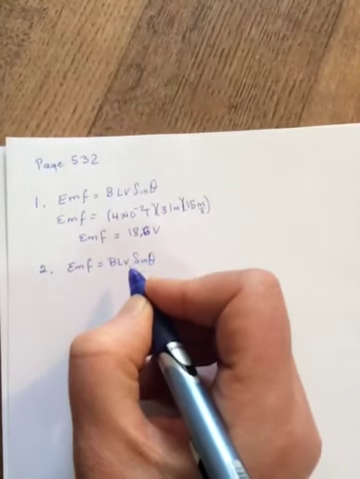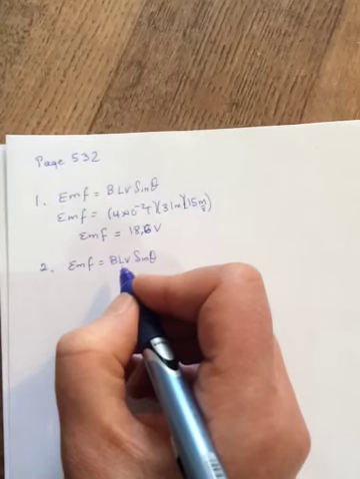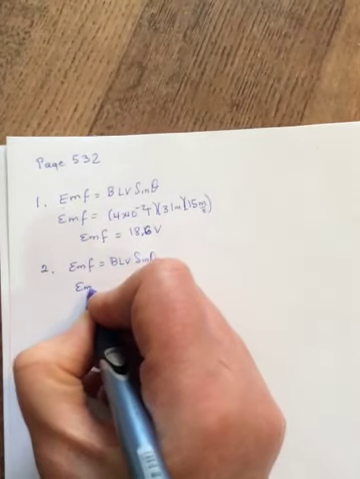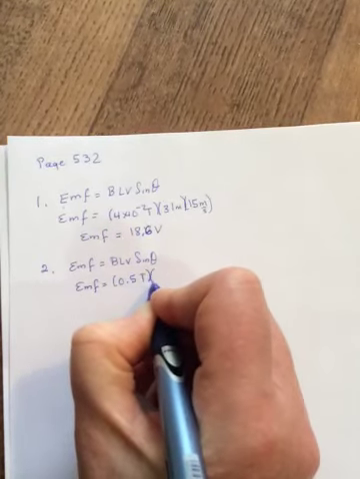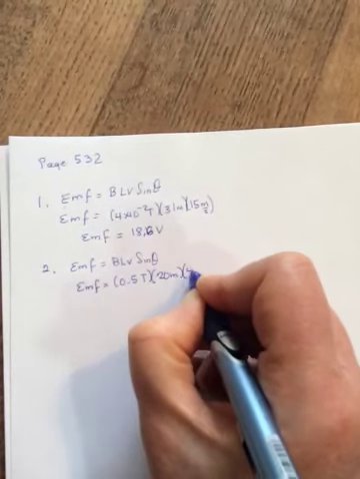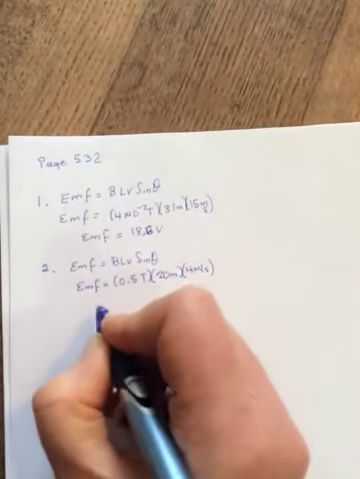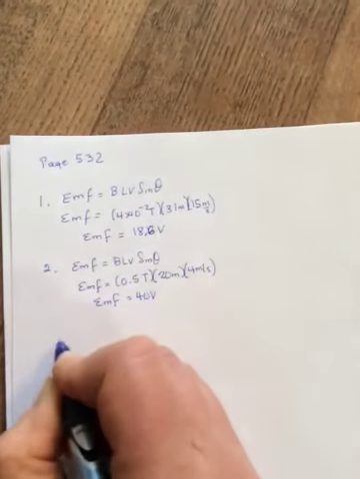Number 2, again, EMF is equal to BLV sine theta. A wire 20 meters long, 4 meters per second, moving in a 0.5 Tesla field, and it wants the EMF again. So 0.5 Tesla, 20 meters long, moving 4 meters per second, and it says perpendicular. So EMF should be 40 volts.